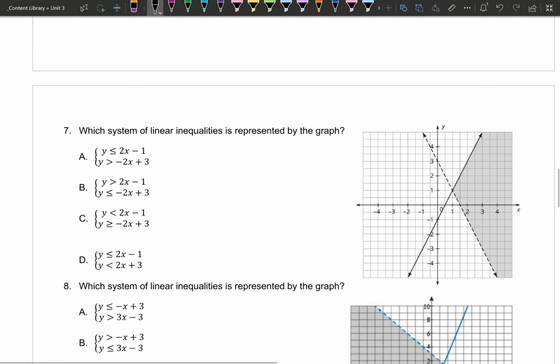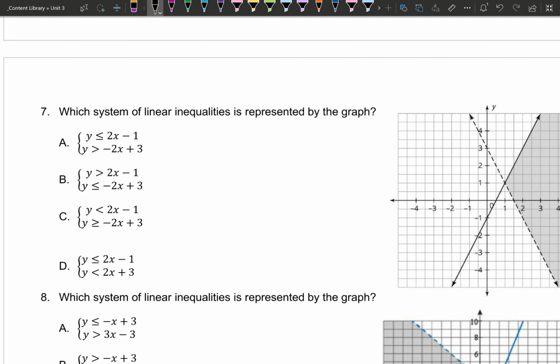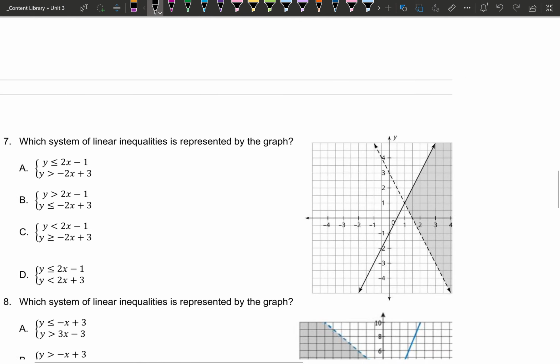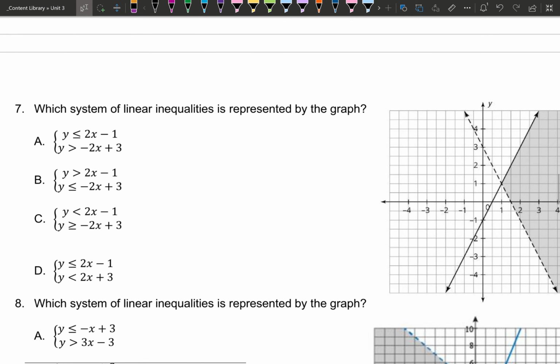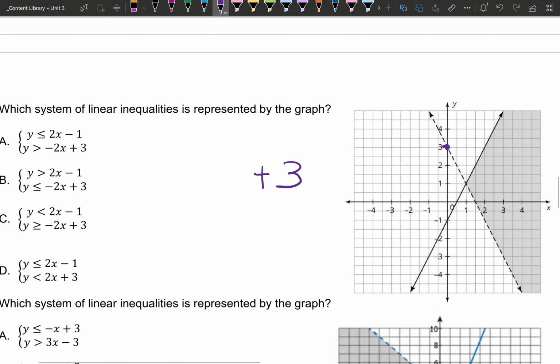Number 7. Which of the linear inequalities is represented by this graph? This is how I like to think about it. First, I'm going to decide on the y-intercepts and then I'll decide on the symbols. Okay, so I'm going to mark this one with green. That's +3 as a y-intercept. And I'm going to see, is the shading above or below the line?